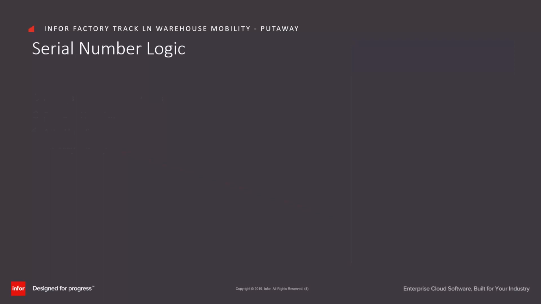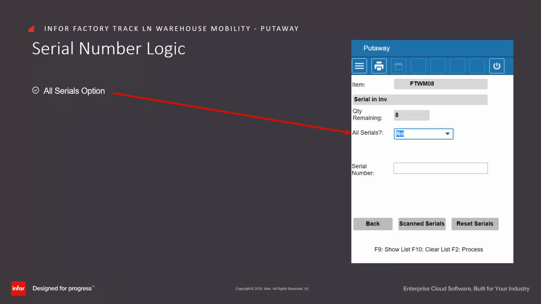If the item is serial number controlled, the operator can either select all serials if the entire receipt is being put away, or can manually select the serial numbers that are being put away.